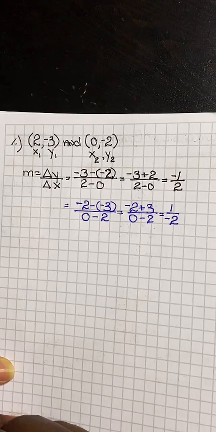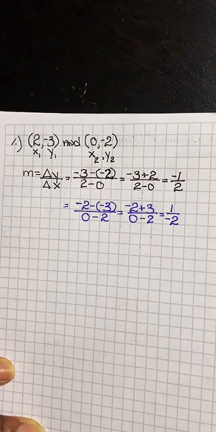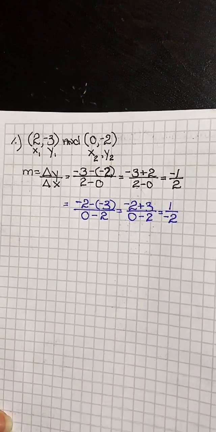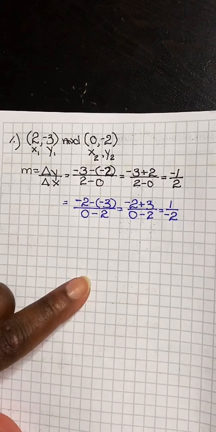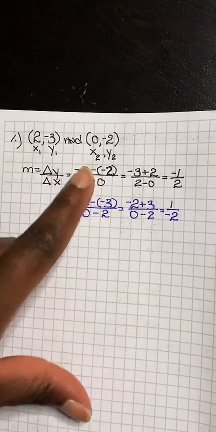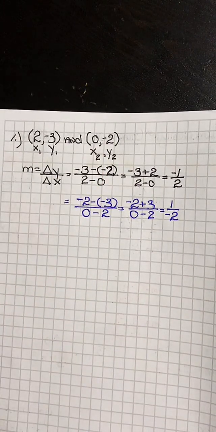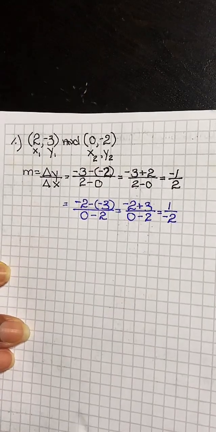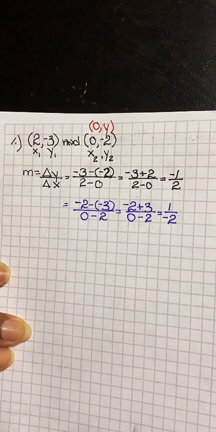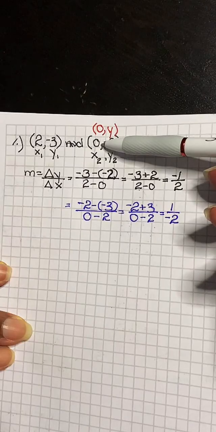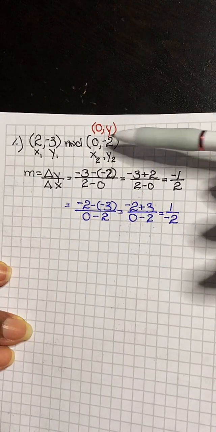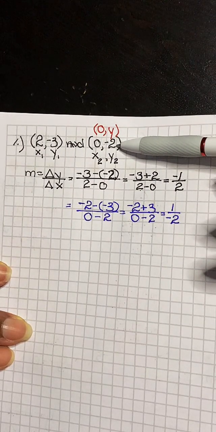So the 0, -2, so it won't be confusing. Now, if we look at it, remember the definition of a y-intercept. The definition of a y-intercept is when your x value is equal to 0. So that means this -2, that's your y-intercept.